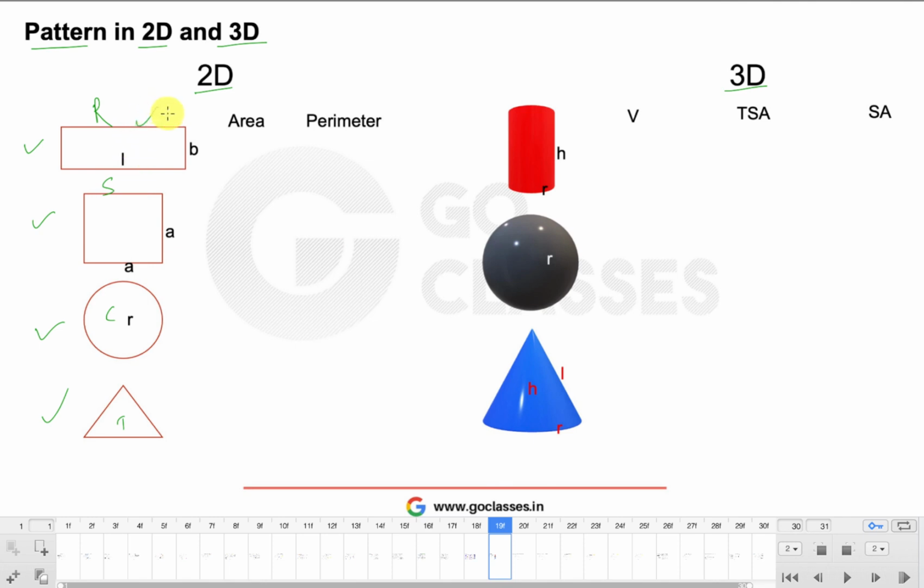Right. So what is the area of a rectangle? It will be L into B. And what is the perimeter? Perimeter is the summation of all of the sides. So 2 times L plus B. Area of square, A square, and perimeter is 4A. Area of circle, pi r square, and perimeter is 2 pi r. Area of triangle, half into base into height. What is the perimeter? Summation of all these 3.